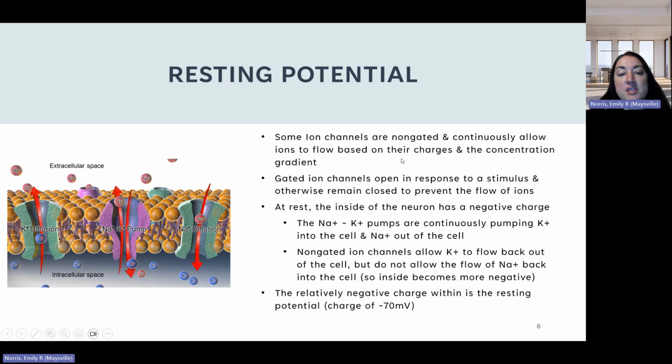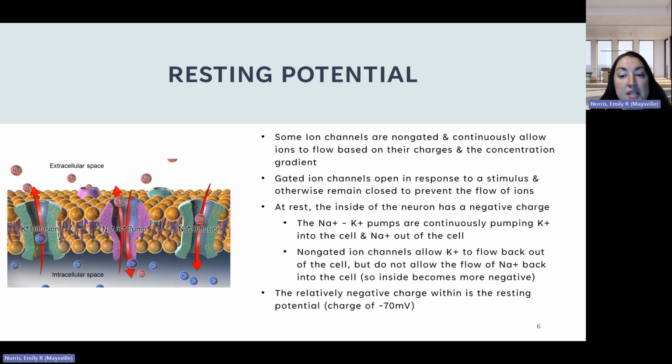A resting potential, this is the resting state of a neuron or a cell, nerve cell. So some ion channels are non-gated, and they continuously allow ions to flow based on their charge and the concentration gradient. So in the non-gated areas, they allow certain particles to freely go wherever they naturally want to go. The gated ion channels open in response to a stimulus, and otherwise they remain closed. And when they are open, they allow specific ions to pass through. But there has to be a stimulus that causes them to open.